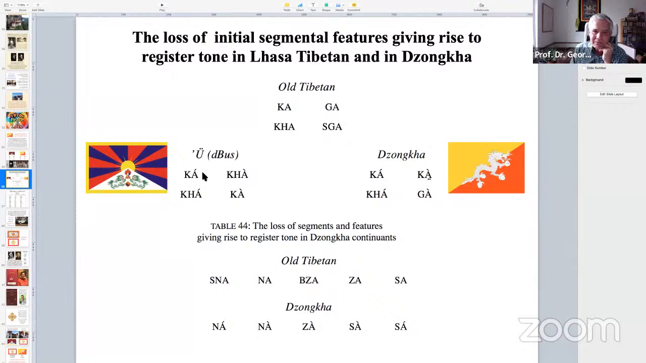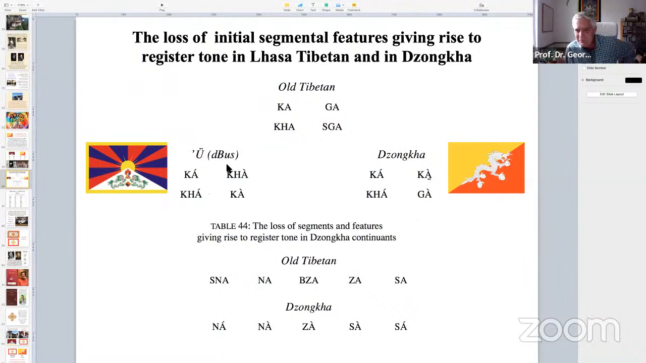And then in Tibetan, you get a register tone cropping up because of the loss of voice. So voice is lost. And then you get low tone and high tone register. So you have ka, ka, and then you have ka with aspiration. And then where you had a cluster, this aspiration is lost, or it does not arise. And so you have ka. So you have two types of syllable in high and low tone. In Dzongkha, this process only transpired halfway, and it is still in the halfway house between Old Tibetan and modern, say, Shigatse pronunciation of Tibetan.